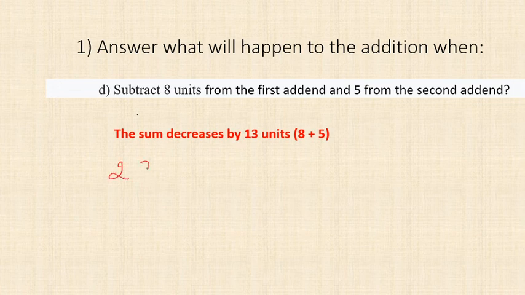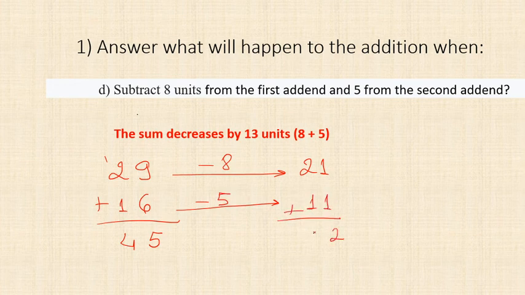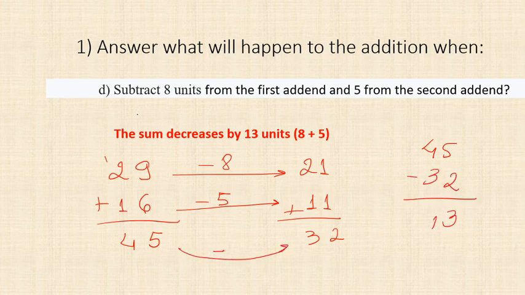Let's see an example. 29 plus 16. This is 15 goes 1, it is 45. So I'm going to subtract 8 units from the first addend. It will become 21. And I'm going to subtract 5 units from the second addend. It will become 11. And if I add, this will become 32. And if you do 45 minus 32, it is 13. So you see that the sum or the result decreased by 13 units.